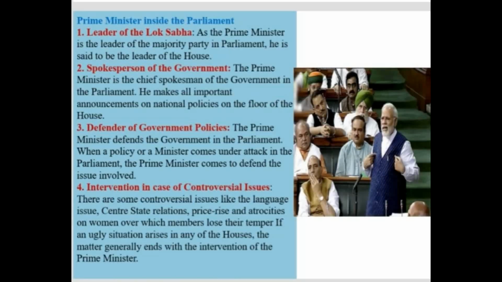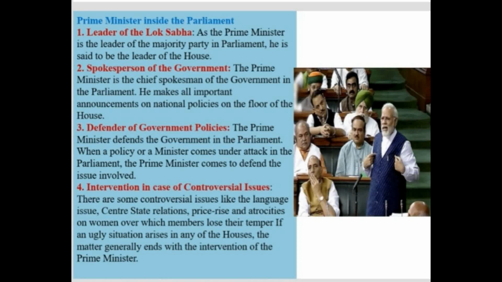Let us now try to understand the role of the Prime Minister inside the Parliament. The Prime Minister will act as the leader of Lok Sabha. As the government generally functions mostly from the Lok Sabha, he is referred to as the leader of Lok Sabha. As the Prime Minister is the leader of the majority party, he is automatically considered the leader of the House. Generally the ruling party, or the party which got elected in the election, will elect its leader, who is nothing but the Prime Minister.